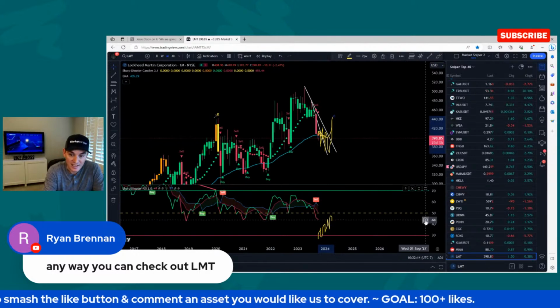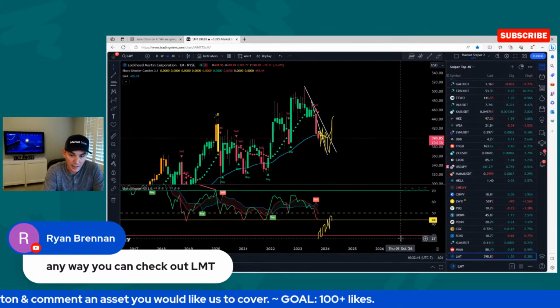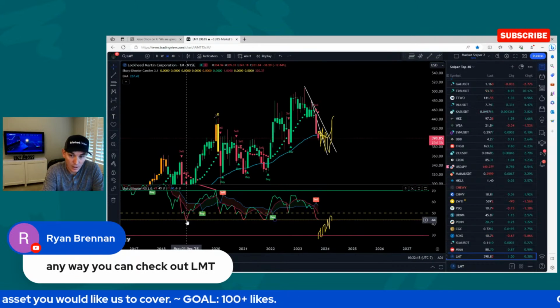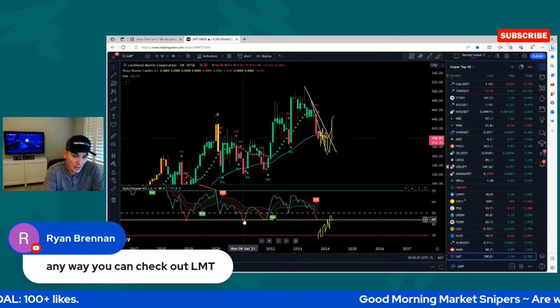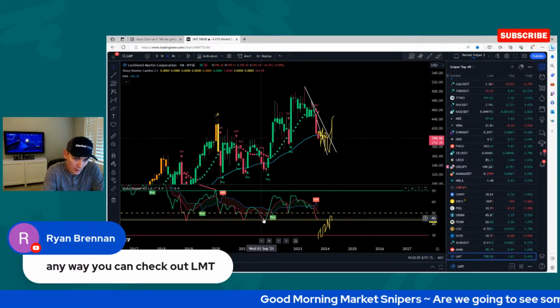You can see on RSI, it's found bottom here back around that 44, December 2018, January 2021, November.